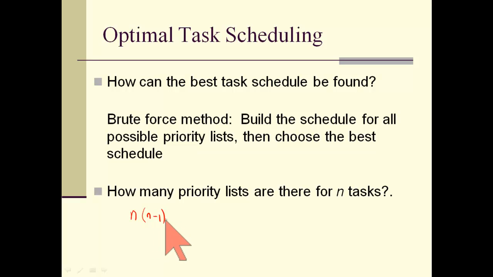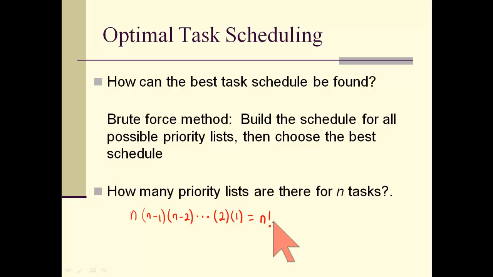I have n minus 1 left over. How about for the third slot in the priority list? N minus 2 choices there, and so on down to next to the last slot on the priority list, 2 choices, and then the remaining task is going to be put in the last slot in the priority list. And this is n factorial, remember. And remember how fast the factorial grew. So 3 factorial was 6, 4 factorial was 24. Even in our example that we've been considering so far with 8 tasks, 8 factorial is an extremely large number.